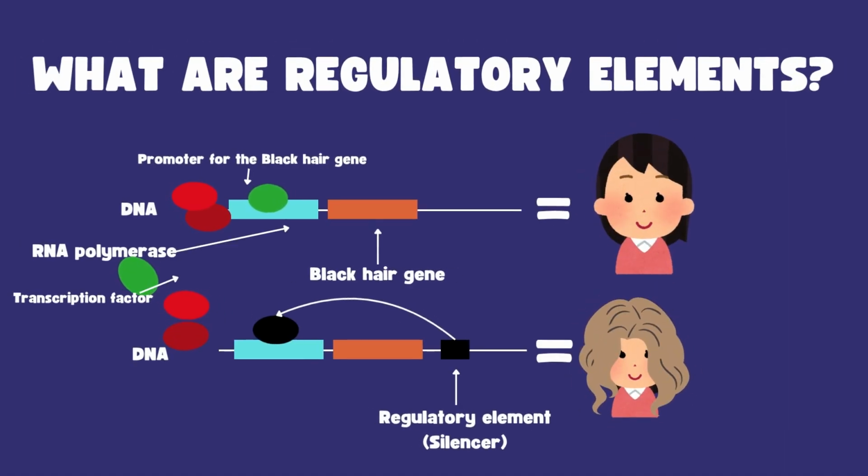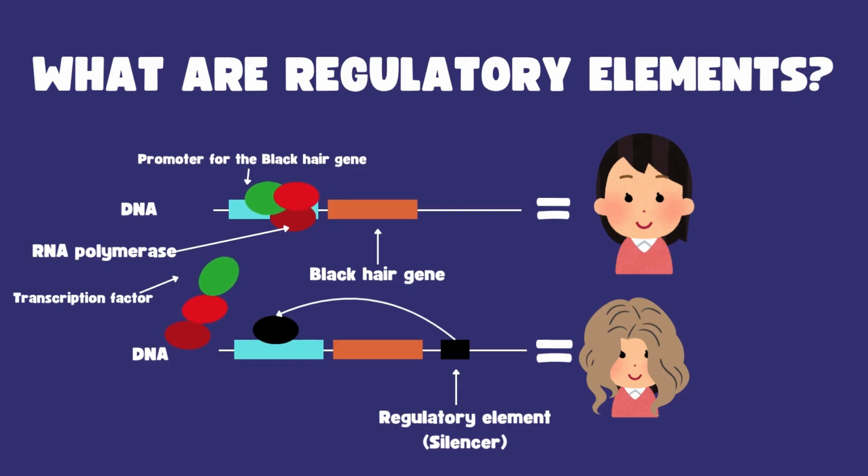But what are regulatory elements? They are gene sequences that can control gene expression. For a simple example, let's say this is the gene for black hair. RNA polymerase is an enzyme that transcribes DNA into RNA and is able to bind onto the promoter for the black hair gene because of a transcription factor. A promoter is a sequence that initiates transcription.